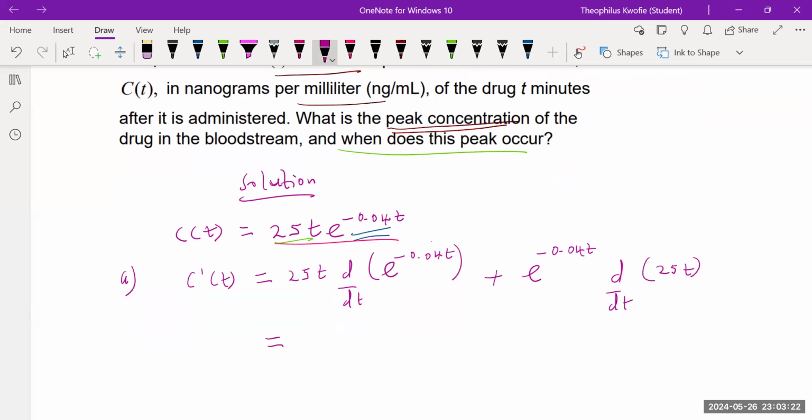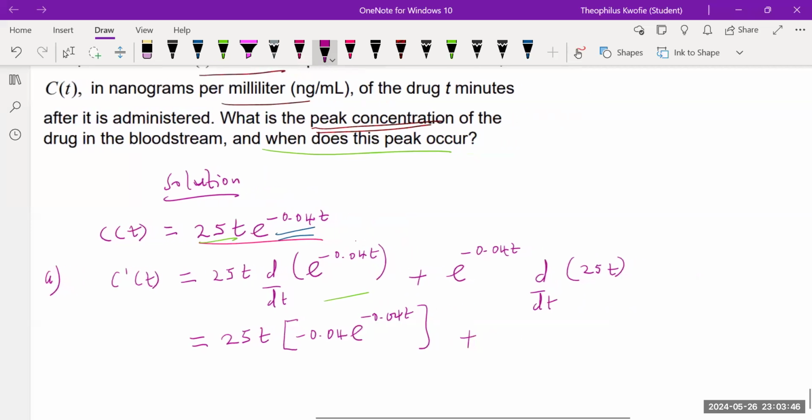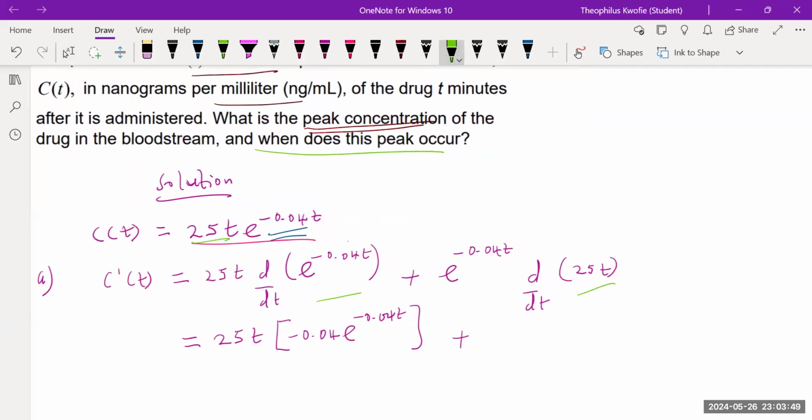All right. Now, when we differentiate this, what do we get? We are going to have negative 0.04 multiplying negative 0.04t, plus. Now when we differentiate this, what do we get? So we are going to have 25, then we multiply that by what is outside.